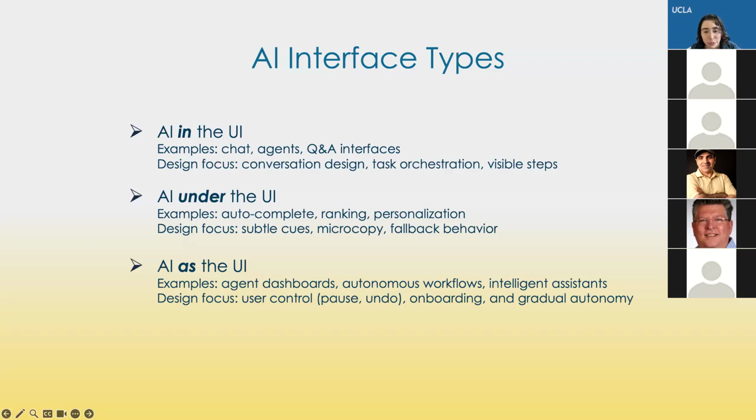AI can also be under the UI, so it can be completing autocomplete forms or ranking or any personalization features that an application has. That's when AI is under the UI. For AI as the UI, some examples include agent dashboards or autonomous workflows. This is where we're focusing on aspects such as onboarding and gradual autonomy.